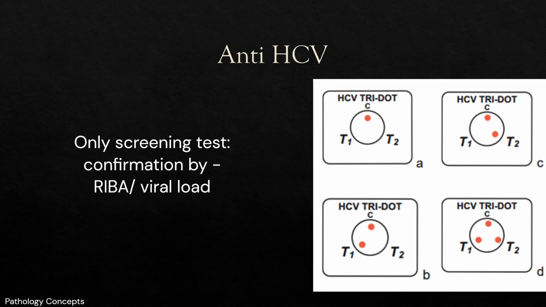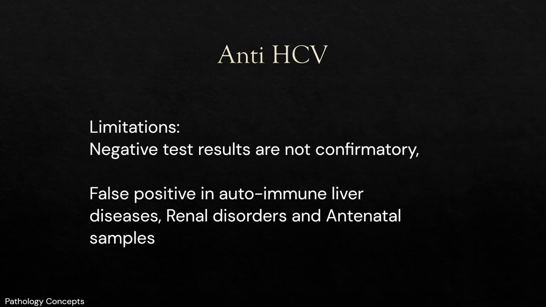Anti-HCV. The fourth generation HCV tridot detects anti-HCV in human serum or plasma and is only a screening test. All reactive samples should be confirmed by supplemental assay like RIBA. Non-reactive result does not exclude the possibility of exposure to or infection with HCV. The patient with autoimmune liver disease, renal disorders, and antenatal samples may show false reactive results.